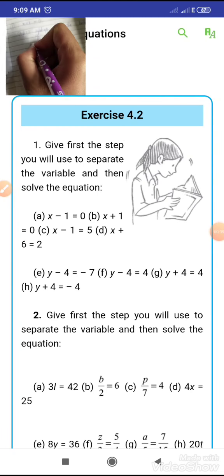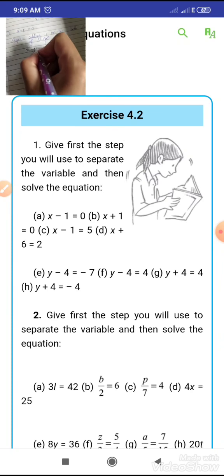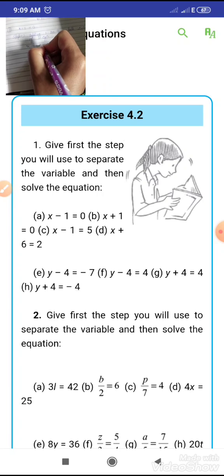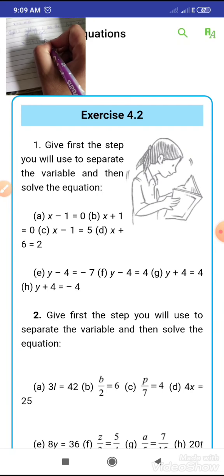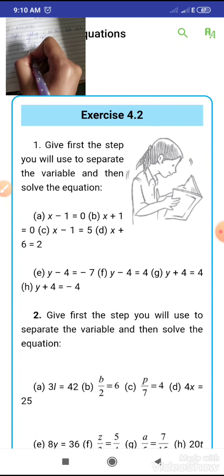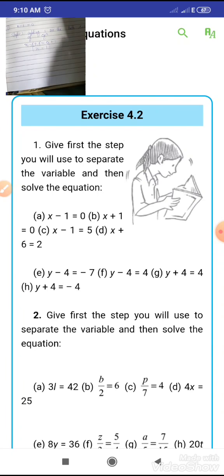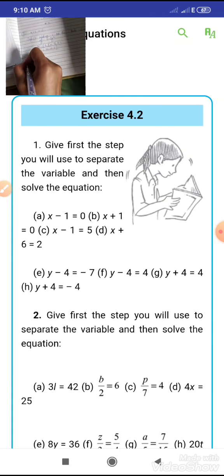So we write x minus 1 is equal to 0, it is our equation. Then we are going to add 1 on both sides. On the left side we write x minus 1 plus 1 and on the right side we write 0 plus 1. Then we have x is equal to 1 and it is the solution of our equation.